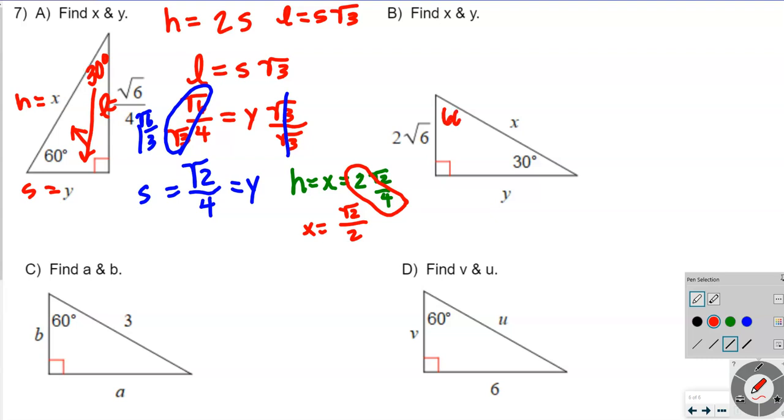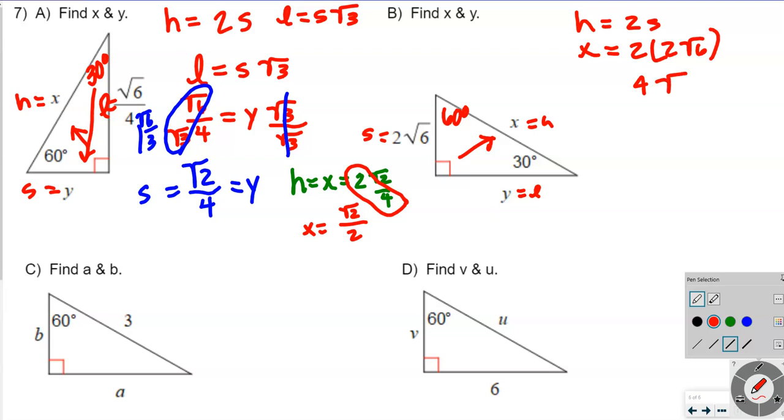This is our 60-degree angle, right? So right there's our H. Opposite the 30, this is our S. And this is going to be our L. So what formula? It doesn't matter which formula we use now because we have S, okay? So I'm going to find the hypotenuse first. So that's going to be 2 times the short leg. So that's X equals 2 times 2 square root of 6. So that's going to be 4 square root of 6. That's going to be what X is equal to.